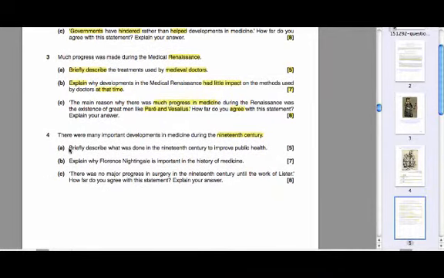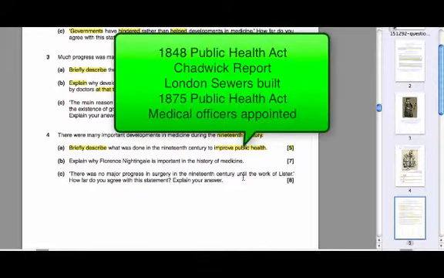Again, doesn't hurt to keep saying this. Briefly describe questions that are worth 5 marks. You're looking for 5 separate facts, 5 separate details that link to whatever the question is about. So the question is briefly describe what was done in the 19th century to improve public health. So you'd be looking for 5 different facts, 5 different things that was done at that time in the 19th century that made public health better.